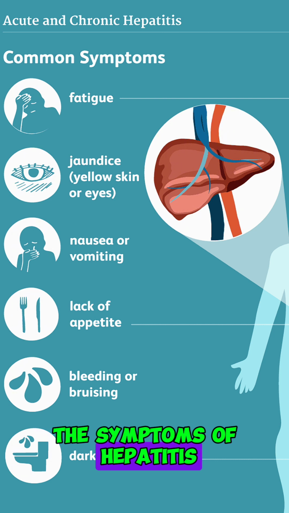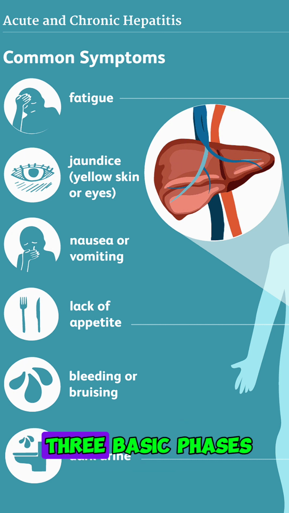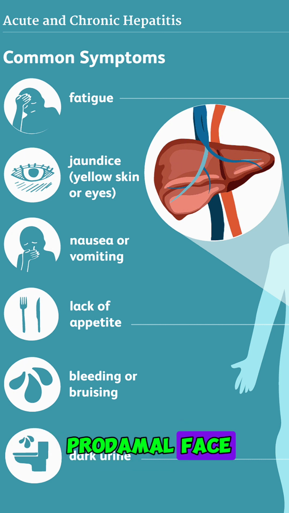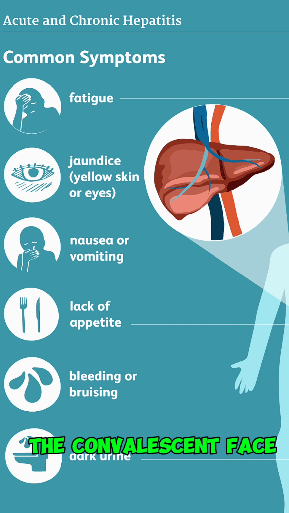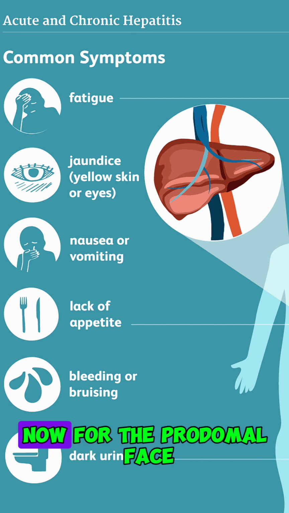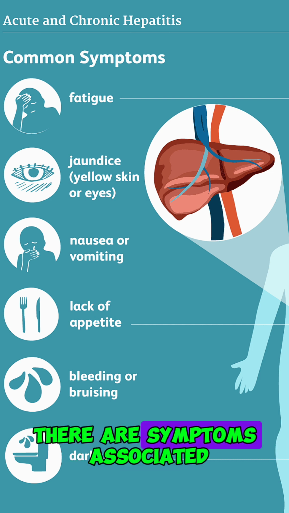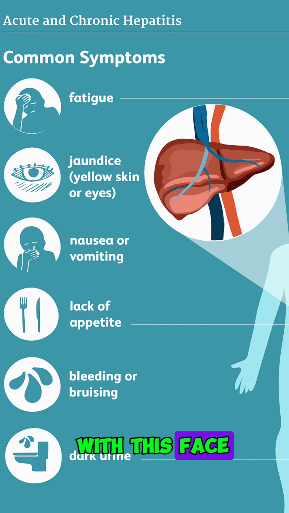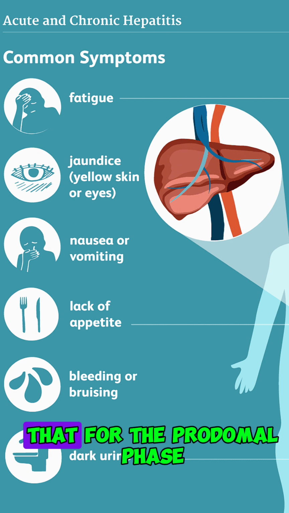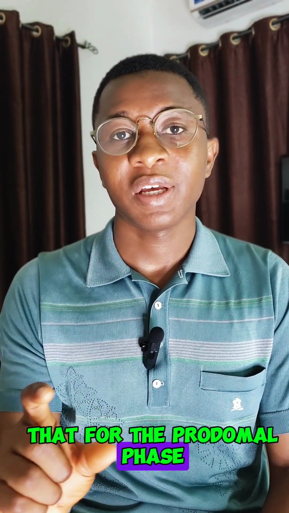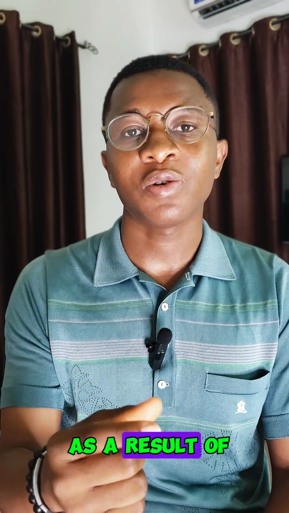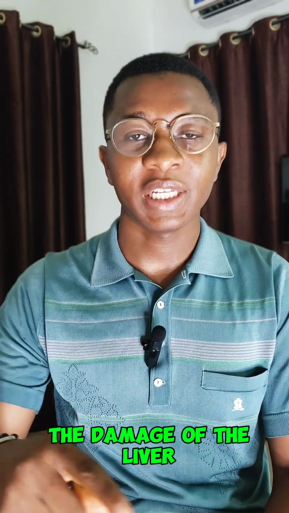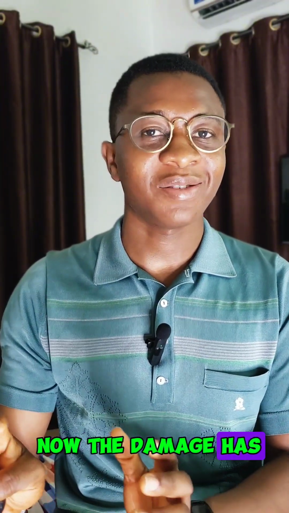Okay, now looking at the symptoms of hepatitis. The symptoms of hepatitis are actually divided into three basic phases: the prodromal phase, the icteric phase, and the convalescent phase. Now, for the prodromal phase, you should know that it is not necessarily as a result of the damage of the liver or the hepatocytes. Now, the damage has not even taken place.